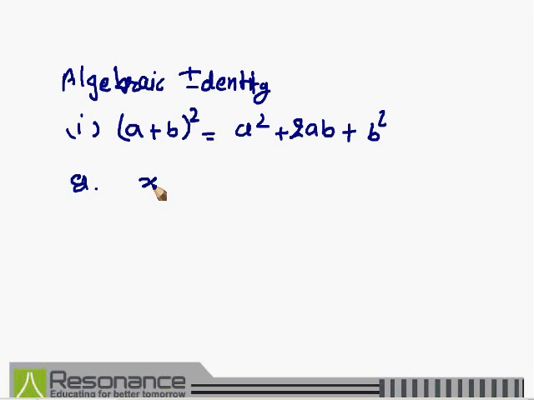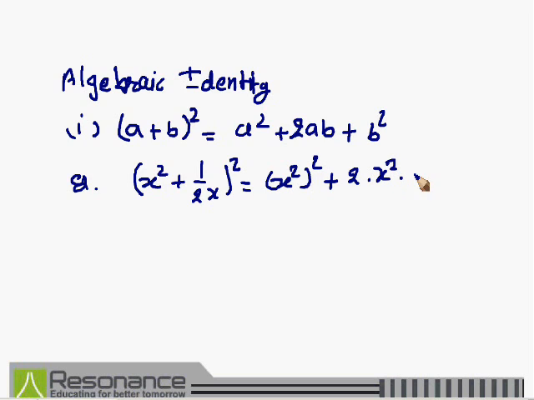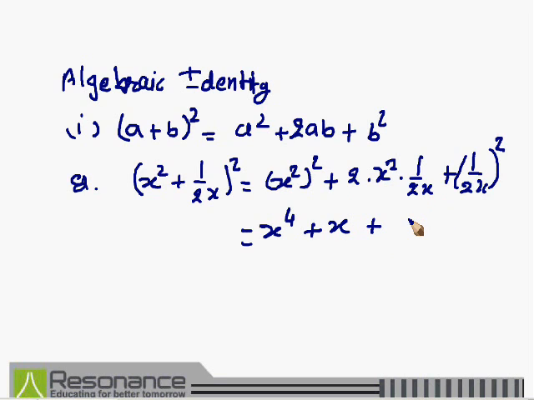Now first we solve (x square plus 1 upon 2x) whole square by using that identity. Now value of a is x square and value of b is 1 upon 2x. Then here we write (x square) whole square plus 2 into x square into 1 upon 2x plus (1 upon 2x) whole square. Now square of x square is written as x to the power 4 plus, now here 2 cancel out, x is cancel out, now we are getting only x, plus square of 1 upon 2x is written as 1 upon 4x square. That is the first question we solve by using that identity.